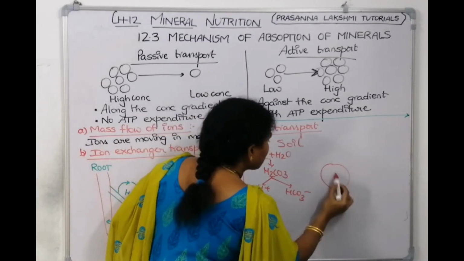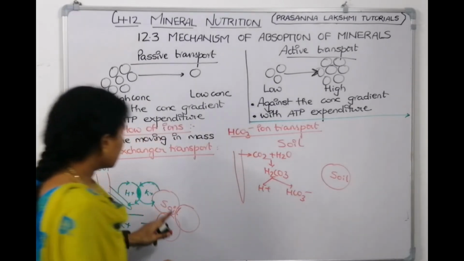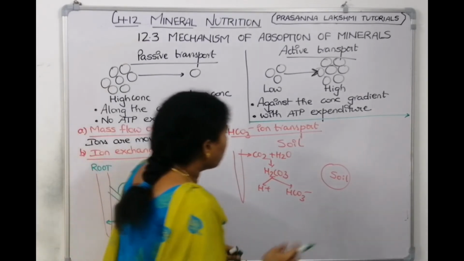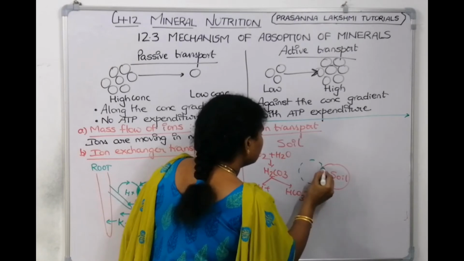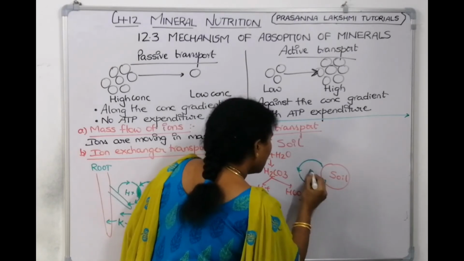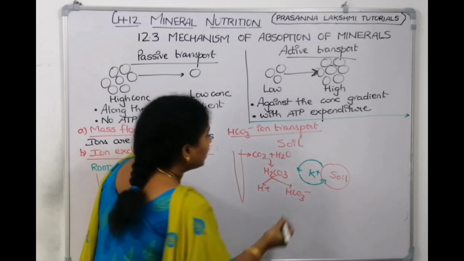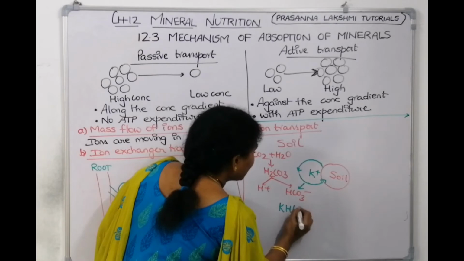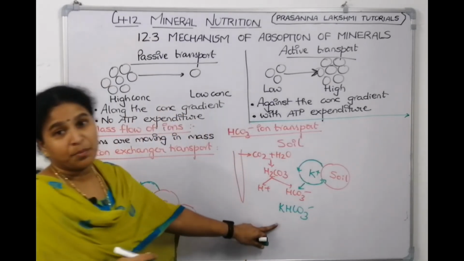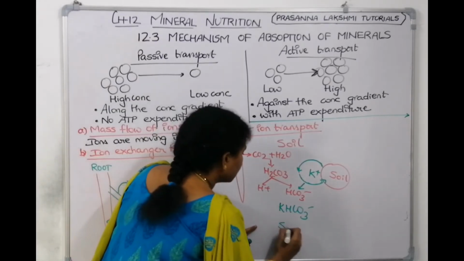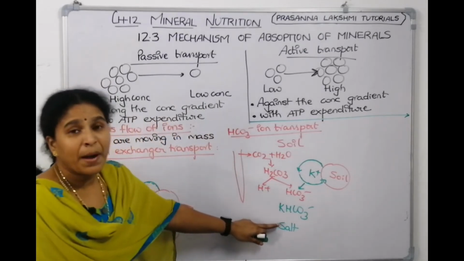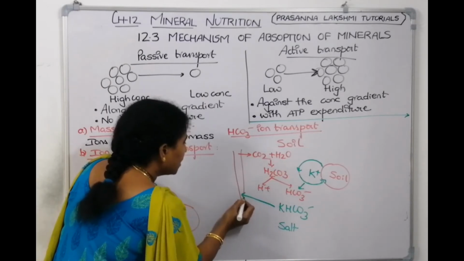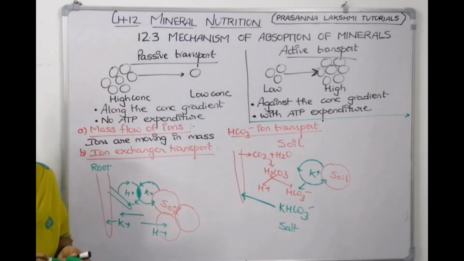And here we have soil particles. Now we know that soil particles are colloided with K plus particles. Now in the soil, what happens? K plus particles are moving. That K plus combines with H plus. So when H plus combines with K plus, a salt is formed. What is that? It is potassium bicarbonate. This potassium bicarbonate salt is taken by the root.